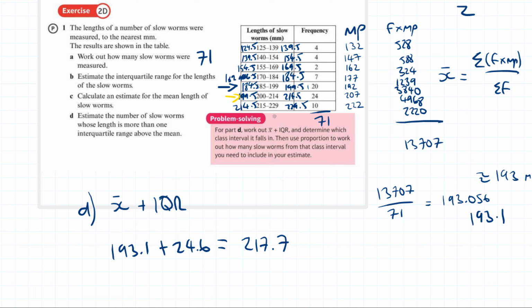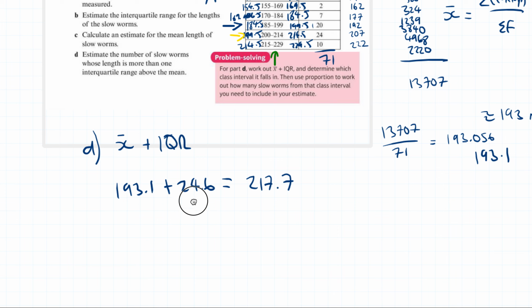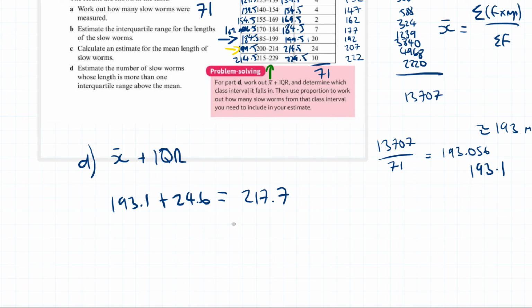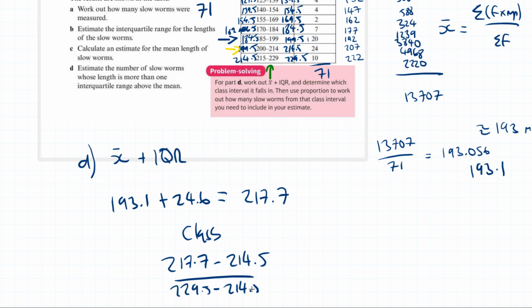From here, we're trying to find how many more worms will go through. So first of all, let's determine the class interval that this belongs to. Again, we're going to do a form of interpolation. So we're in the 215 to 229 class. We're going to use interpolation, but this time on the opposite side. We'll do the ratio method. On the left-hand side is our class. We know our position that we're interested in this time is 217.7, and the lower class bound is 214.5, and the class width is 229.5 minus 214.5.